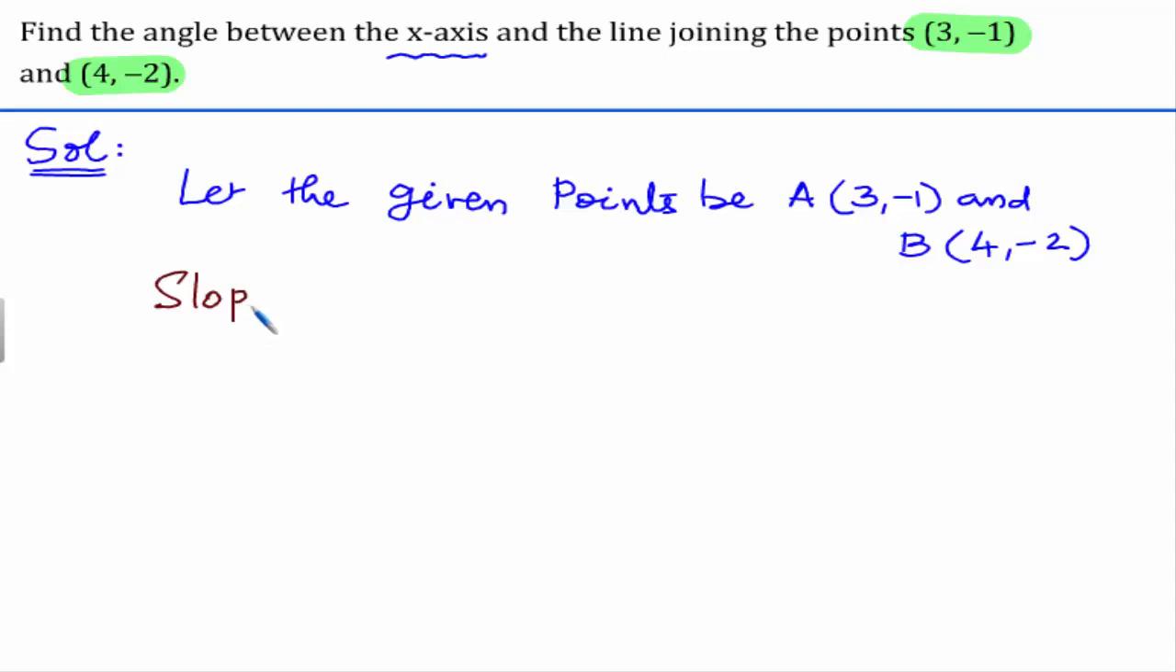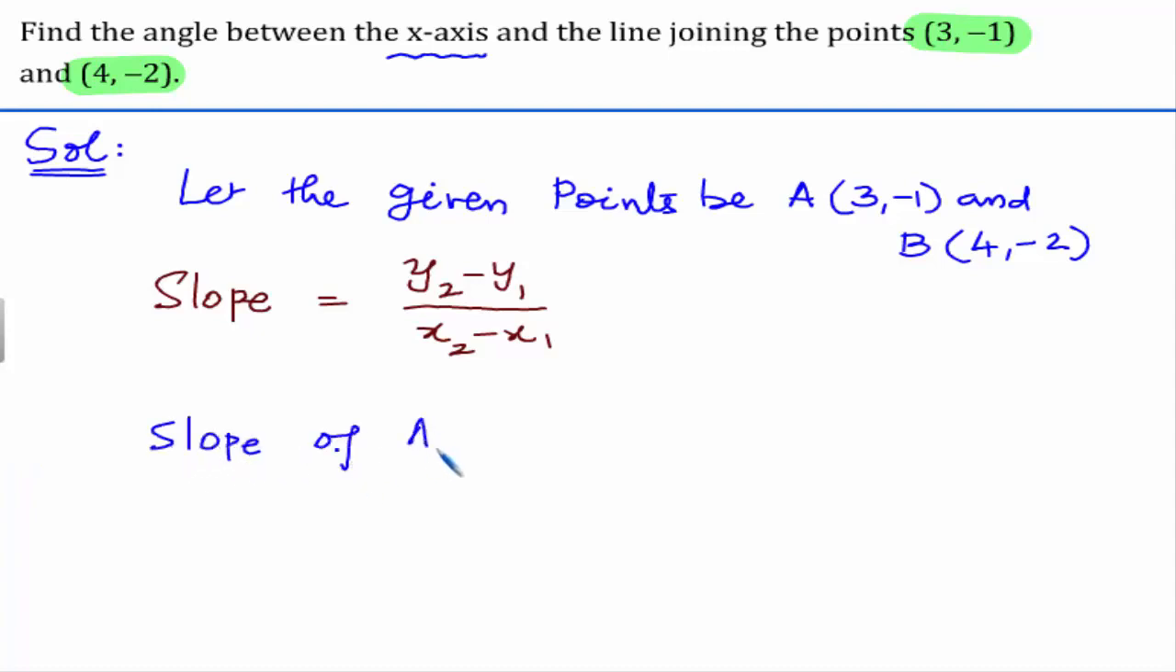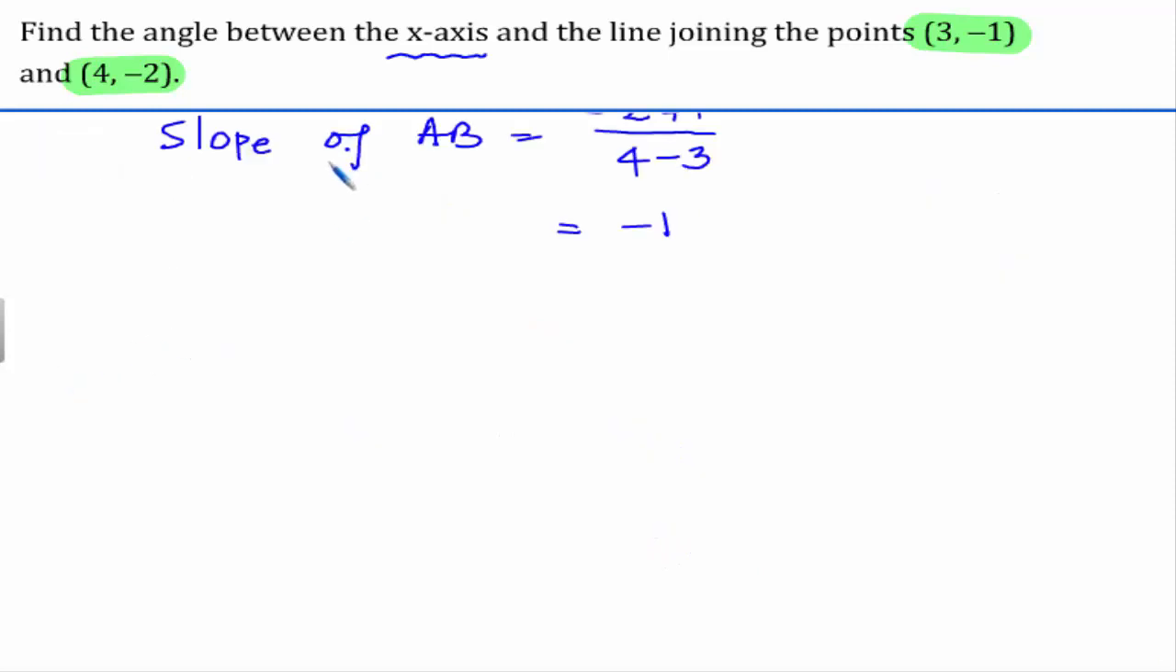Now the slope of a line passing through 2 given points is given by the following formula, that is (y2 - y1)/(x2 - x1). Now let us find out the slope of AB, which will be (y2 - y1)/(x2 - x1), that is (-2 + 1)/(4 - 3), which will be -1. But we know that the slope can be taken as tan theta, where theta is the angle between the line and the x-axis. So that implies tan theta is equal to -1.